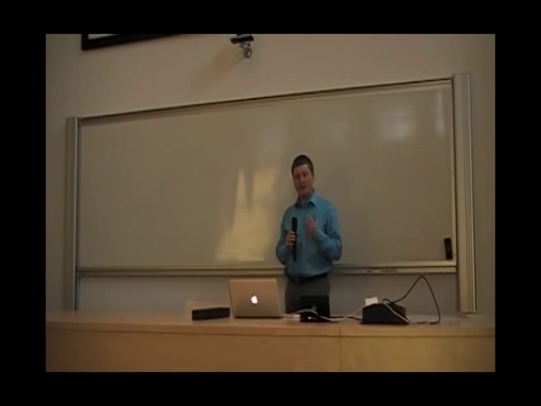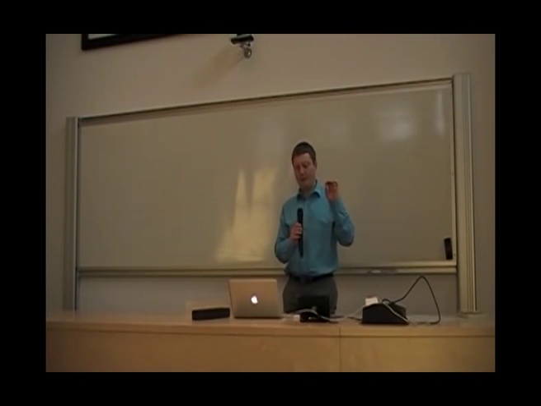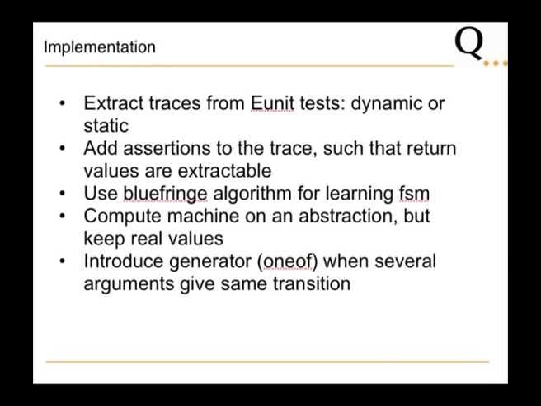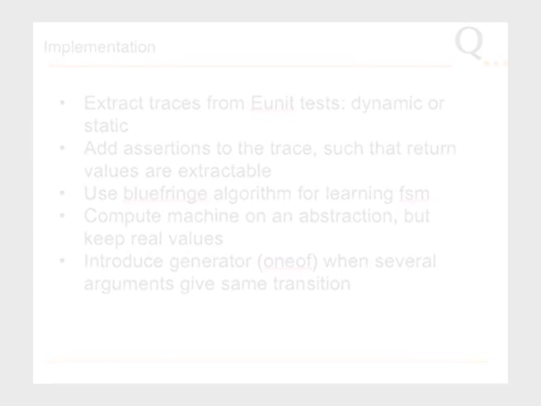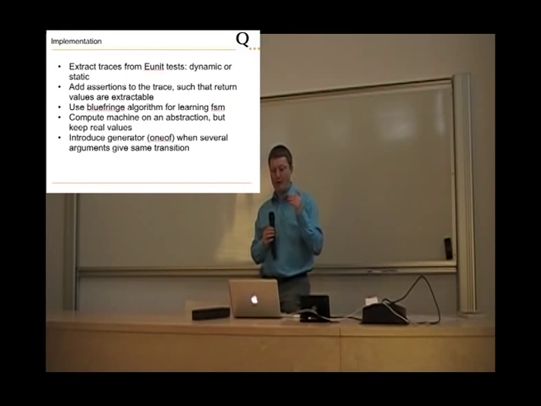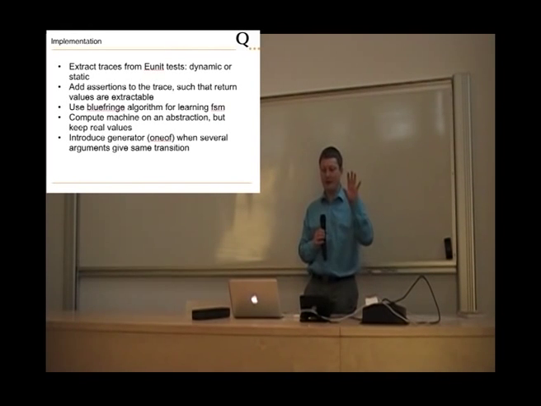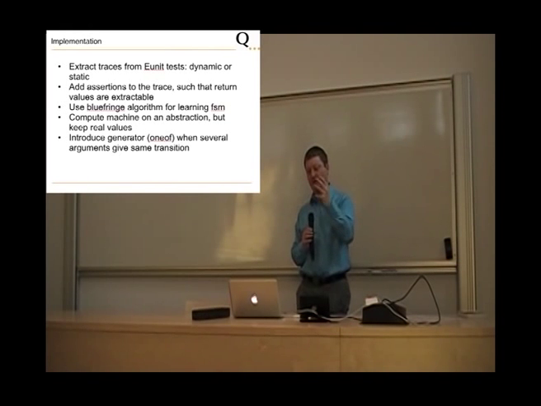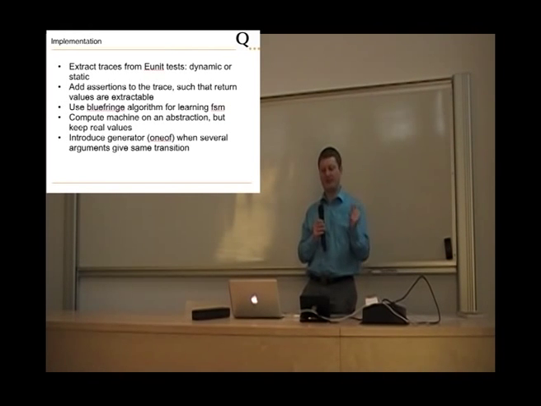So, implementation, how do we do this? Well, first of all, we instrument EUnit to actually create a trace of what it has been doing. So you actually trace through the code. Every API call you do, you keep in mind. Then you add a number of assertions to that trace, in particular following the return values, and you have to connect that to the input values and all that stuff. So you make a rather enriched trace.